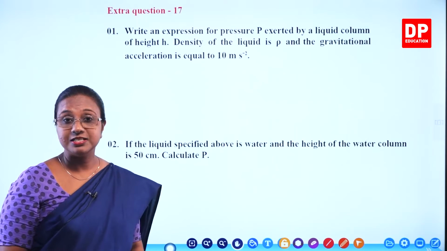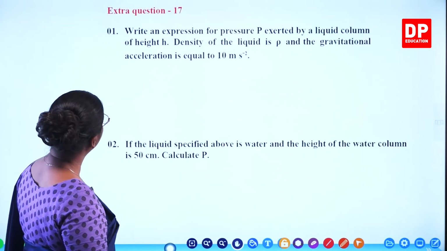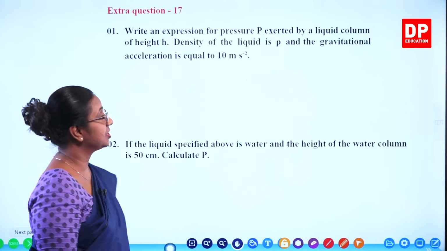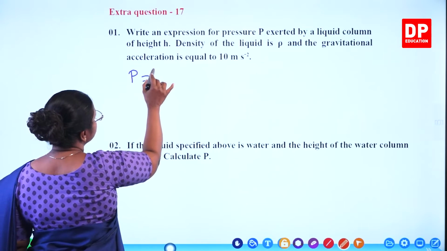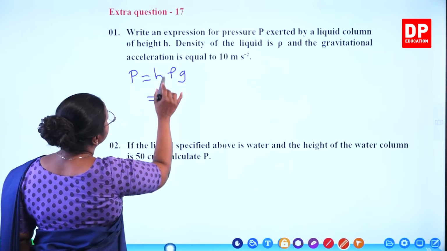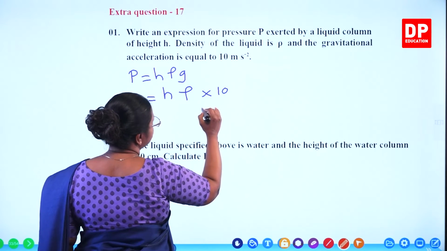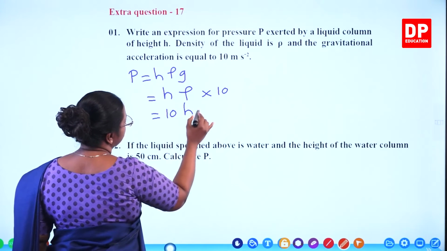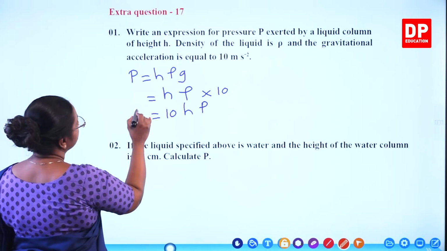Extra question 17. Write an expression for pressure P exerted by a liquid column of height h. Density of the liquid is rho and the gravitational acceleration is equal to 10 meters per second square. So as you know students, pressure is equal to h rho g. So here also pressure is P, a liquid of height h, density rho and the gravitational acceleration is given as 10. So here we will get the expression as 10h rho. So that is the equation.